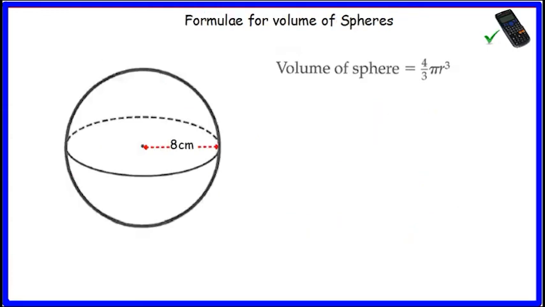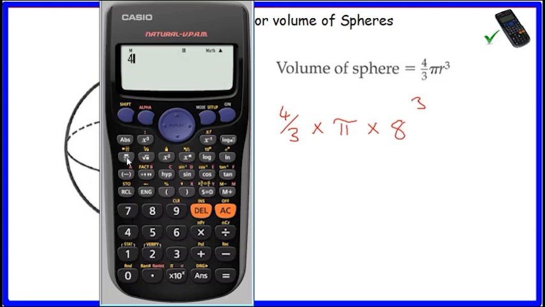So the sphere, you're given the sphere as well. So it's going to be 4/3 times pi times the radius, in this case 8, cubed. So again, just type that directly in. 4/3 times pi times 8 cubed is equal to, to two decimal places, 2144.